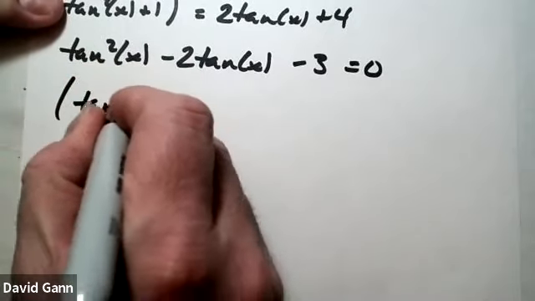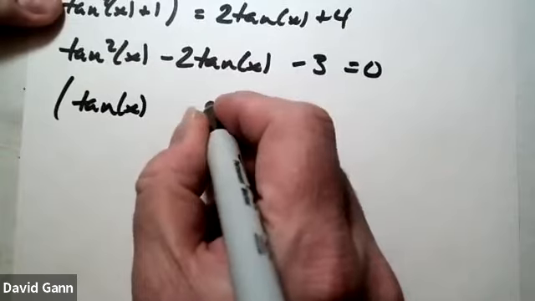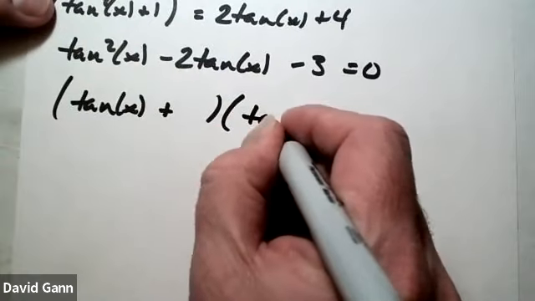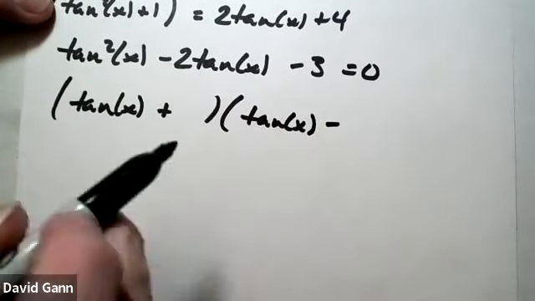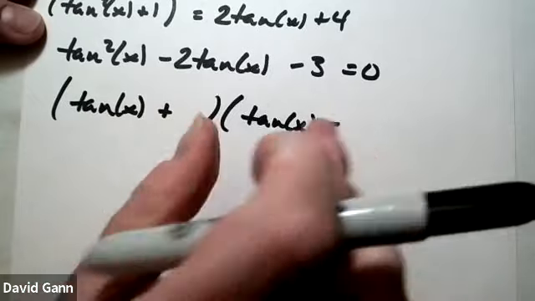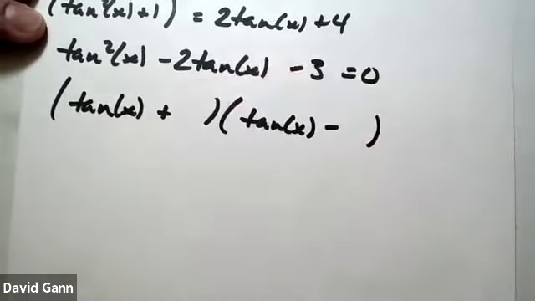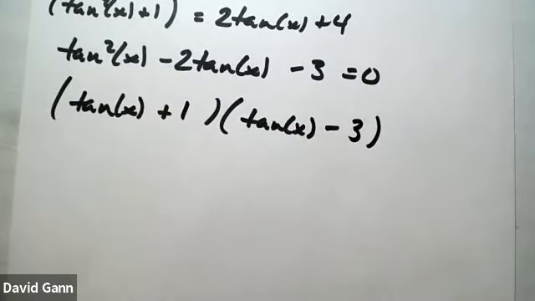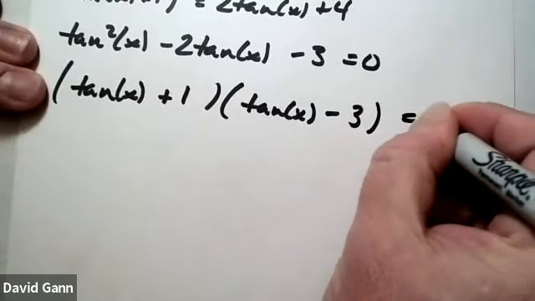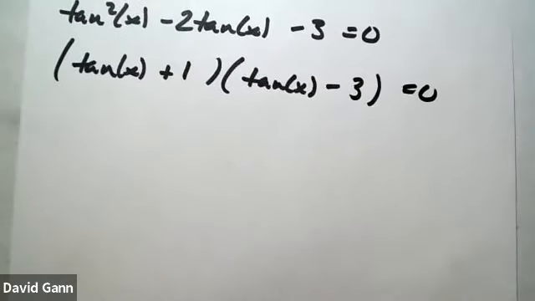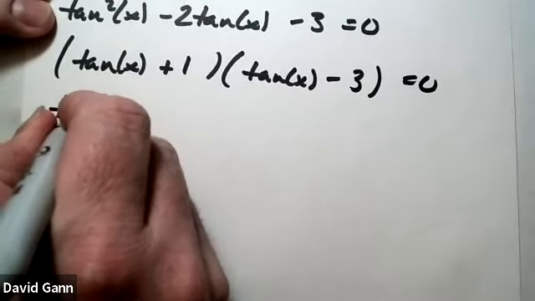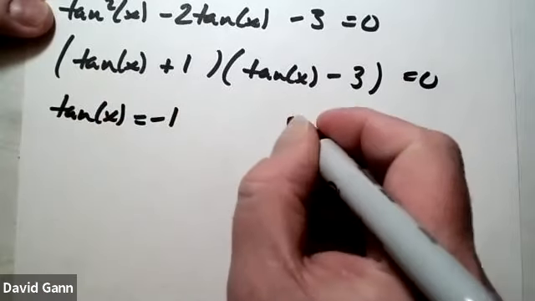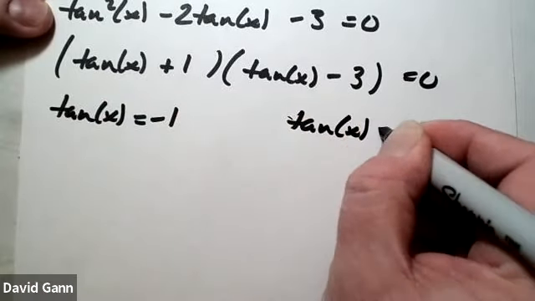So we've got tangent of x, plus or minus, well, just pick one, this will be plus, and tangent of x minus something. And the product of these two things on the end has to equal -3. So I'm thinking maybe 3 and 1. I think that gives us the right cross term, and this equal to 0. So now we have two equations. We have tangent of x equal to -1, which comes from this branch here, or tangent of x equal to 3.